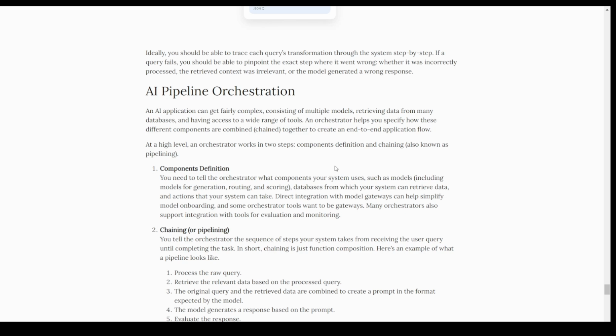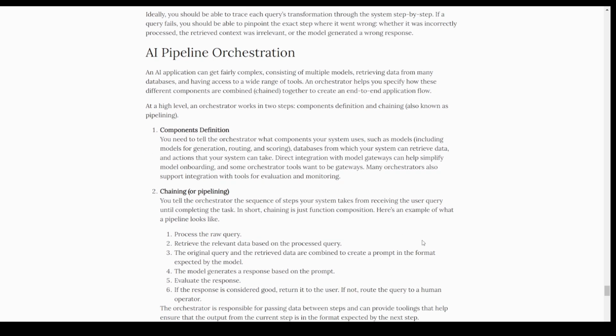At a high level, the orchestrator works in two steps. The first is the component definition. In that case, we define the different components and what each particular component is using, like a box that we have built for each component. Then we do chaining or pipelining, in which we tell the orchestrator the sequence of steps for how we are combining the different components that we have built. In short, we can also say chaining is just function composition.